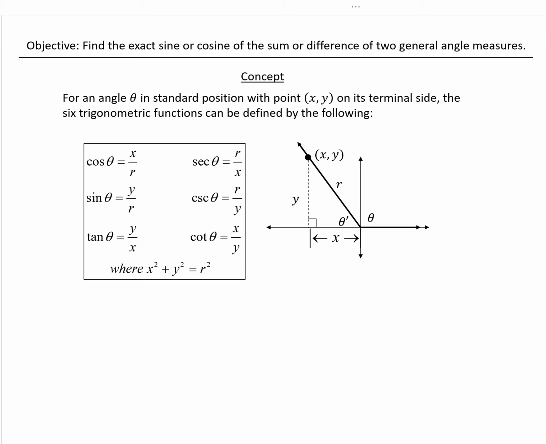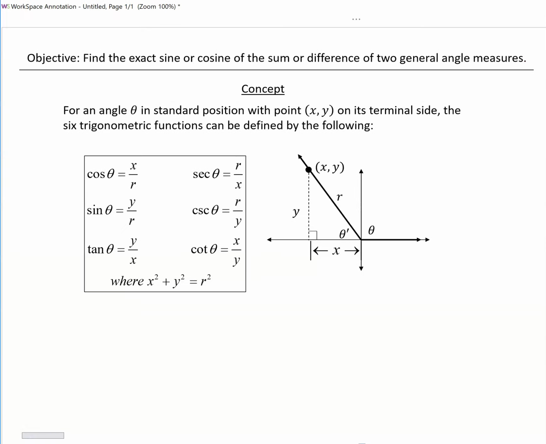So here what we're looking at is another way of looking at our sine, cosine, tangent, and their reciprocals, instead of in terms of opposite over adjacent and opposite over hypotenuse and so on and so forth. We look at it in terms of more of a unit circle concept, where a point on the terminal side of our angle has a coordinate x comma y, with the vertex of the angle being at the origin of the x and the y-axis.